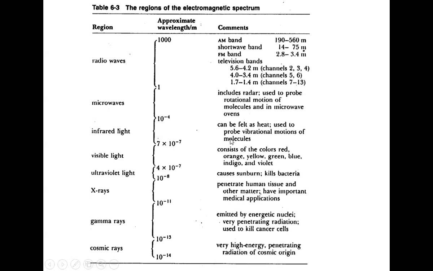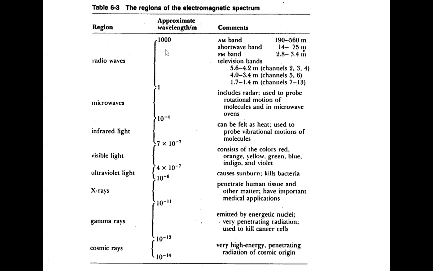Remember, you can use the formula: energy equals h nu, right? E equals h nu, and h is Planck's constant. That is a constant. So if you know the energy, for example, if you are given the energy E, then you can find the frequency nu.